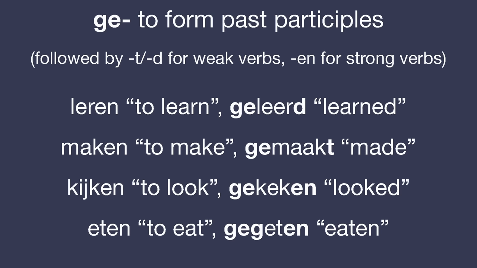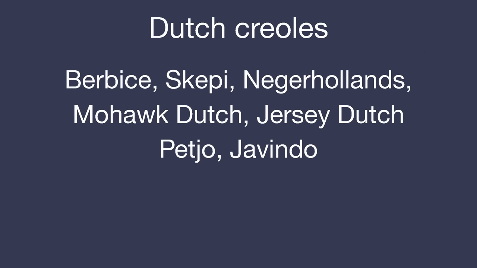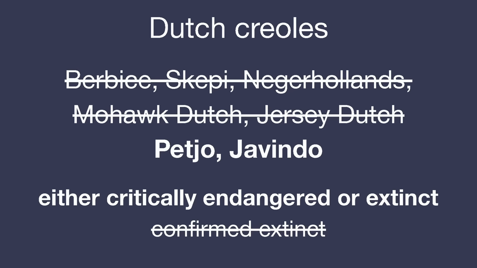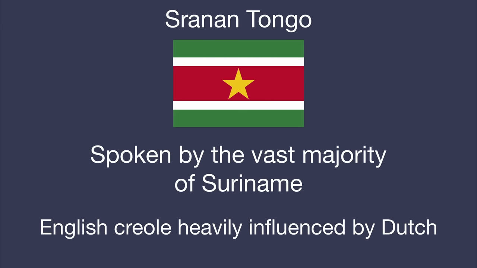It also uses the prefix g to form past participles, typically followed by suffixes t for weak verbs and un for strong verbs. Being the language of a colonial empire, Dutch had a few creoles derived from it, but two of them are critically endangered and possibly extinct, and the rest of them are confirmed extinct. There is Shonantongo, a creole of Suriname that had an abundance of Dutch influence, but is classified as an English creole, not a Dutch creole.